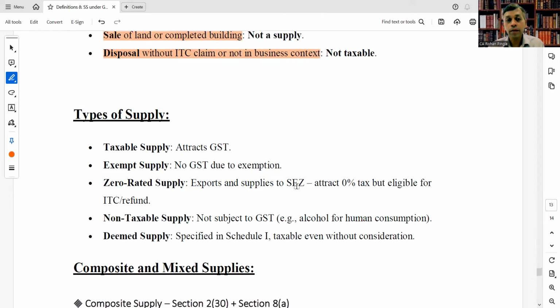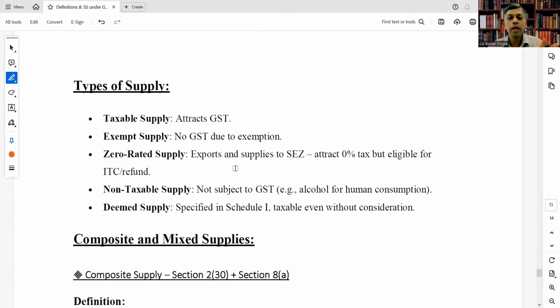Types of supply. You may be confused, because we have already learned types of supply, but again we are learning types of supply. Under this, the types are taxable supply, exempt supply, zero rated supply, non-taxable supply, and deemed supply.